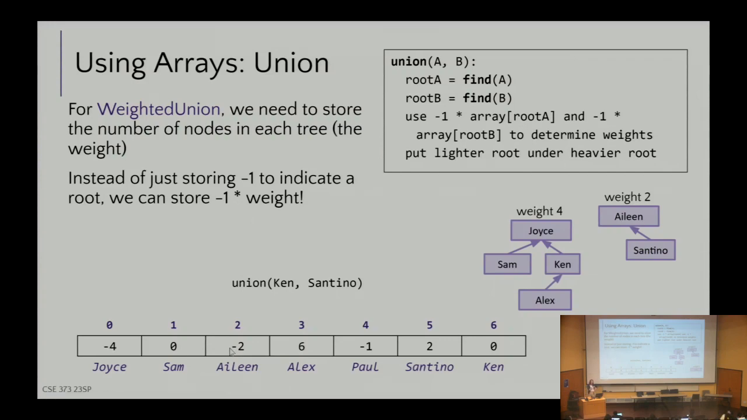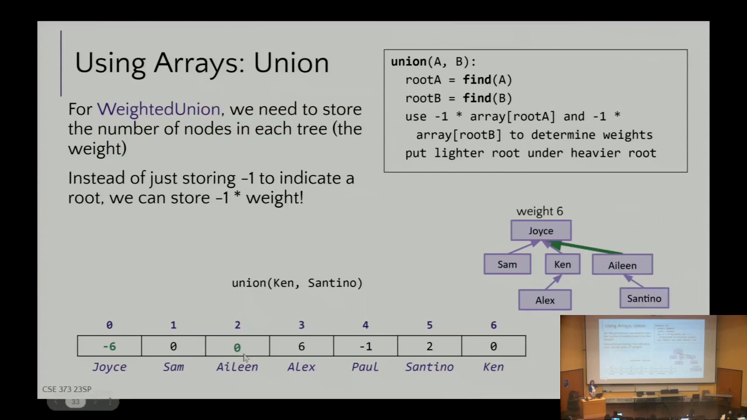We realize that Joyce should consume Eileen. So what we're going to do is we update Eileen to, instead of having negative 2, point directly at Joyce, and then we add the weight that we just consumed to Joyce's element. And if we were smart about it, we would also have updated Santino's 2 to be 0, so that it would be an immediate child of the root as well.